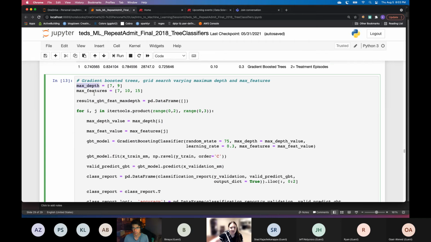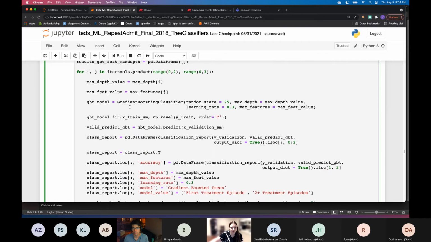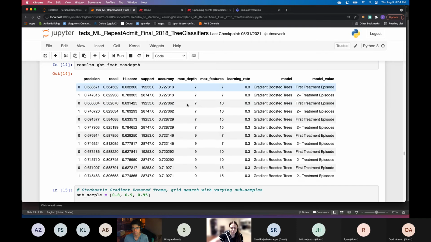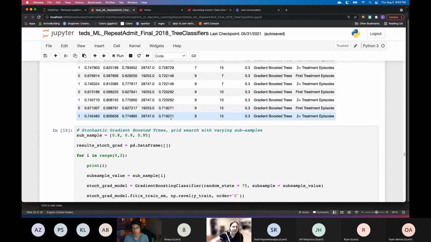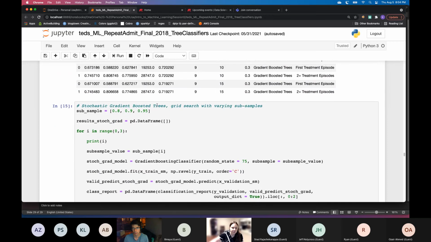Finally, I do max depth and max features, setting max features to 7, 10, and 15. The max depths that seemed to do best in the previous models were 7 and 9, so I carried them through. Even using these, I got a better result in my earlier model. So it doesn't look like these are our best two hyperparameters to use. And finally, I tried stochastic gradient boosting.